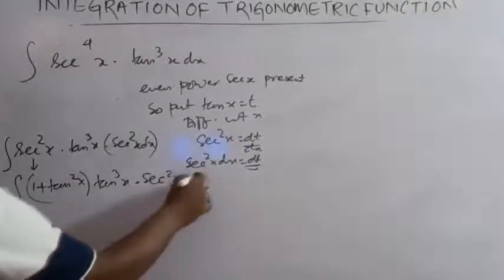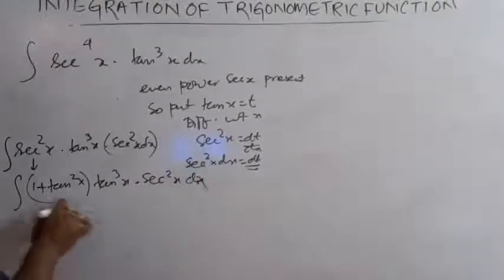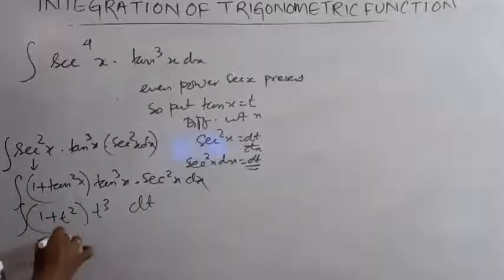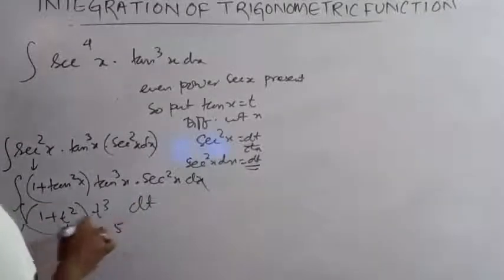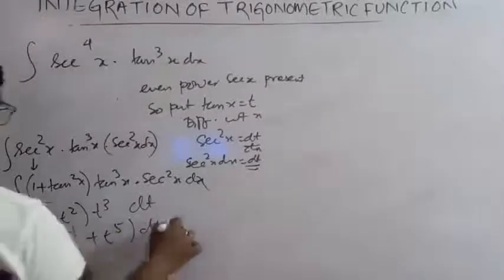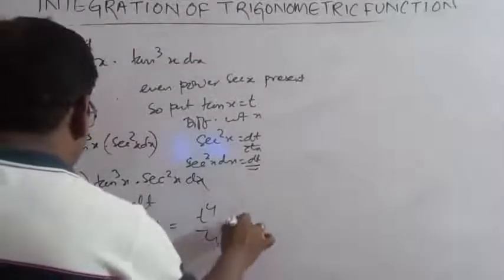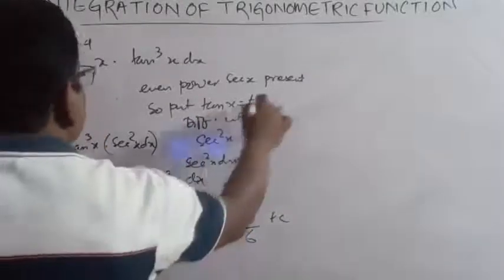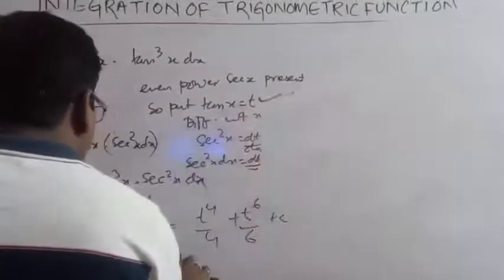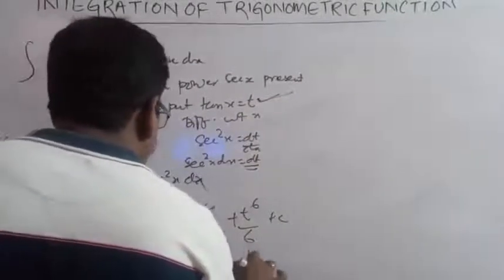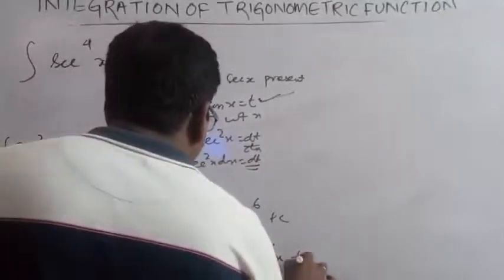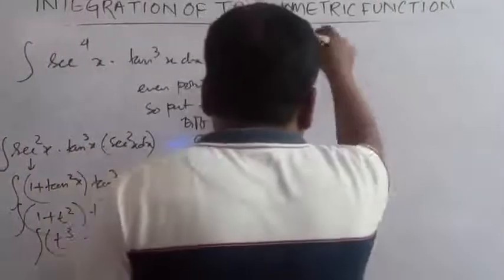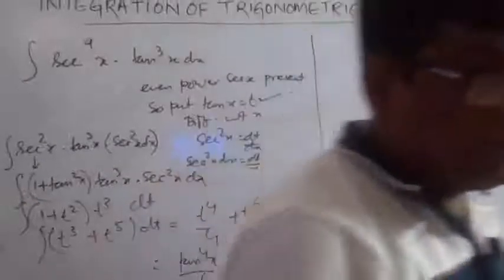Okay, so this is equal to 1 plus t square into t cube into dt. So this is equal to t cube plus t to the 5 into dt. So this is equal to t to the 4 by 4 plus t to the 6 by 6 plus c. So t means tan x: tan 4th x by 4 plus tan 6th x by 6 plus c. This is the answer. Similarly we can do for cosec.